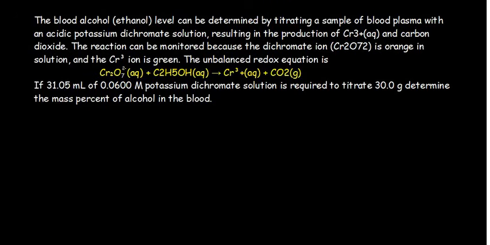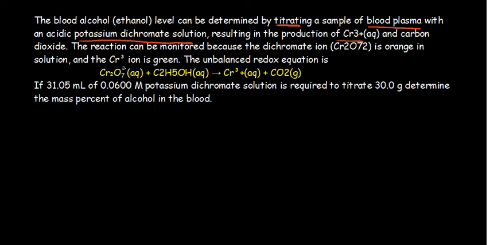Okay, so we have a question from stoichiometry that is dealing with titration, and of course the question says the blood alcohol ethanol level can be determined by titrating a sample of blood plasma with an acidic potassium dichromate solution, resulting in the production of chromium 3 ions and carbon dioxide, as we can see in the equation. The reaction can be monitored because the dichromate ion is orange in solution and the chromium ion is green. The unbalanced redox reaction is given there.